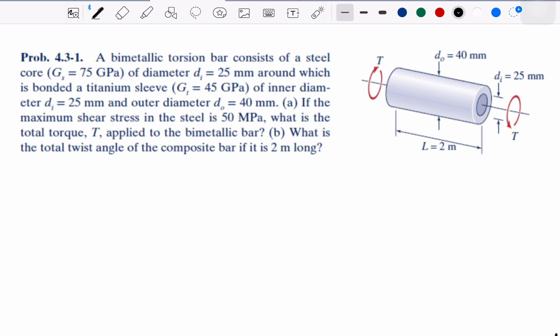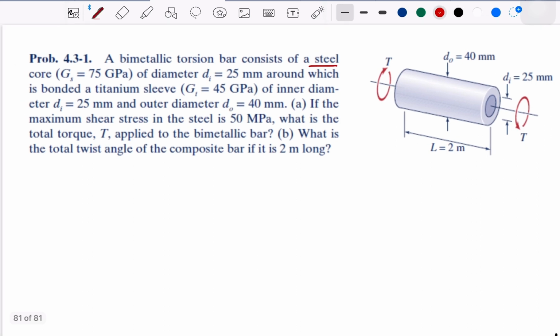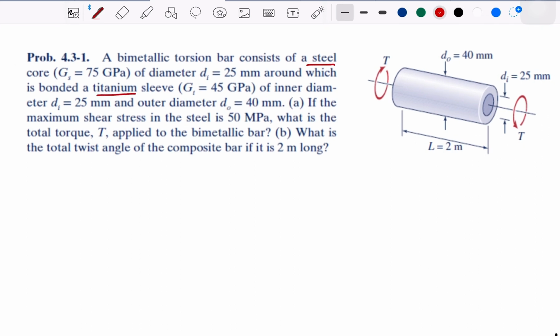So first we see it's the same concept from the previous example as well. We see two materials. We have the core and the shell. The core is steel, and the shell is titanium. Both have different modulus, and they have different diameters as well.